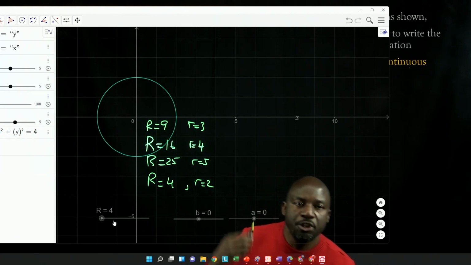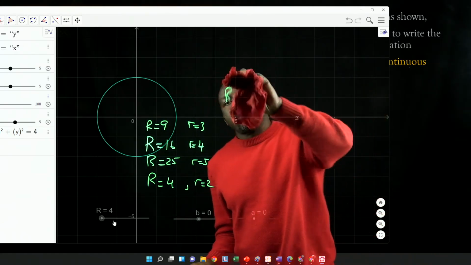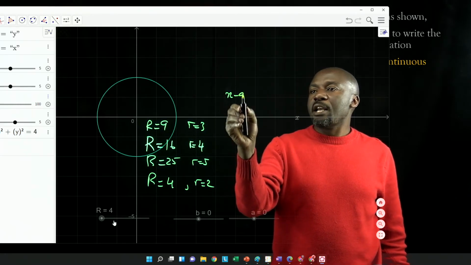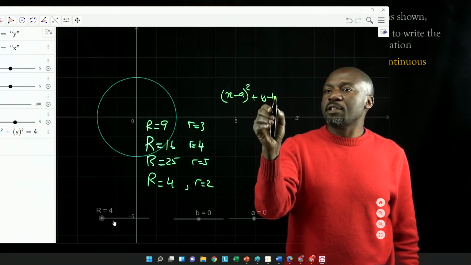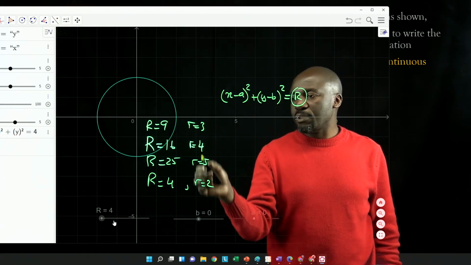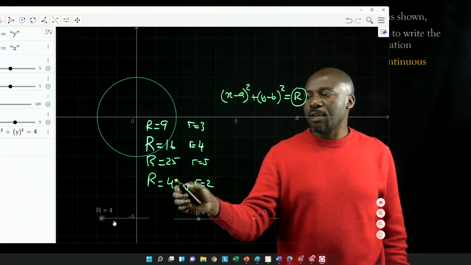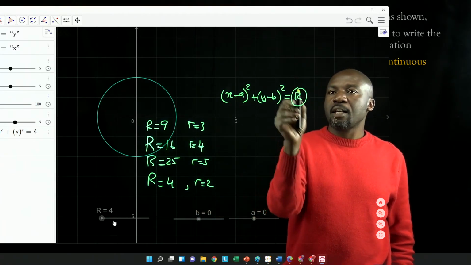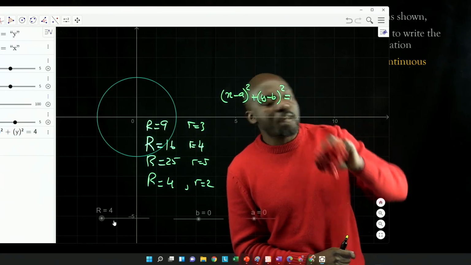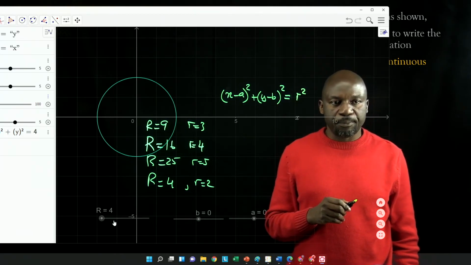So in the equation (x minus a) squared plus (y minus b) squared equals R, we know that this R is related to the radius of the circle. 9 is to 3, 16 is to 4, 25 is to 5, 4 is to 2. Clearly this R is the radius squared. So instead of the capital R, I could replace it with r squared, where r is the radius of the circle.